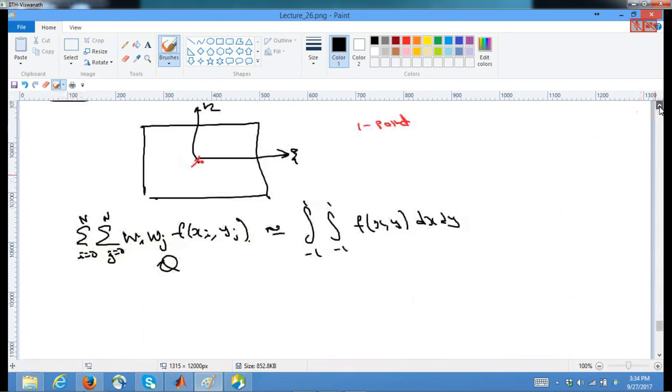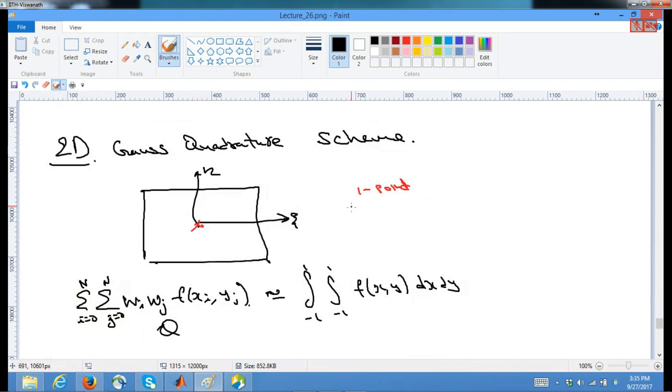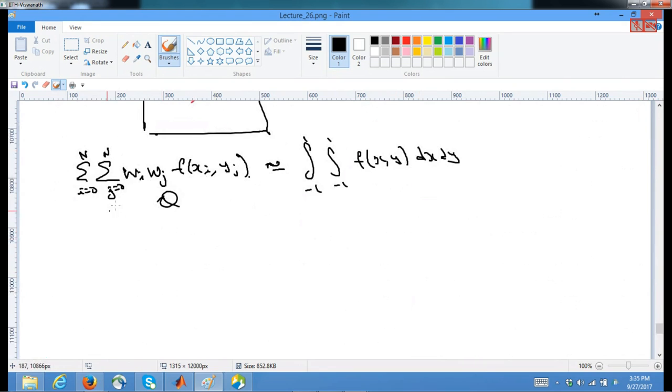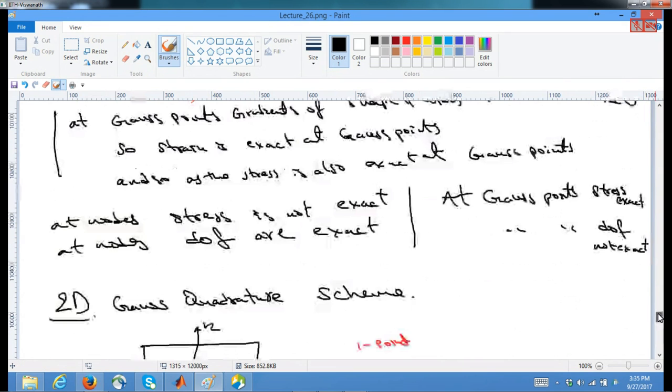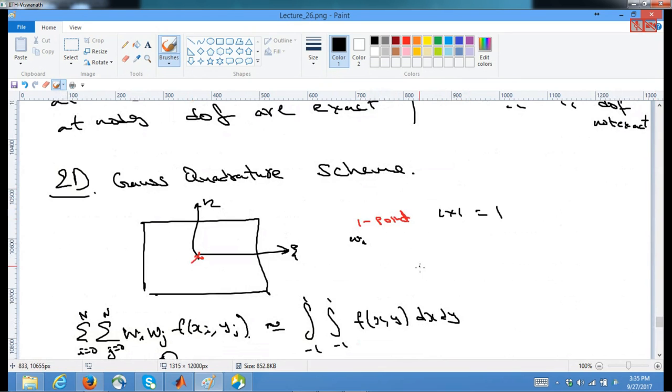For one point quadrature, you can redefine the weight as capital W_ij, small w_i times small w_j. For one point, it is 1 × 1 points, so the total number of points is 1. So w_11 is equal to 2 times 2, and your x1 is equal to 0, y1 is equal to 0. That means this is your single point for the 1 point quadrature scheme, and this is the total number of evaluations.